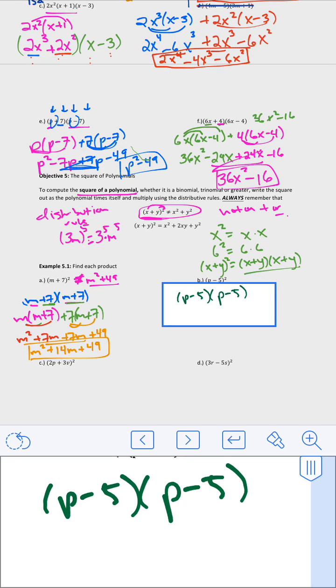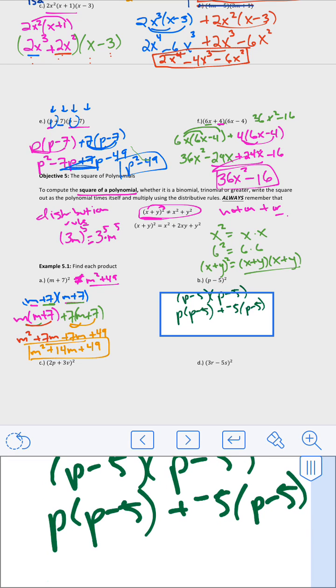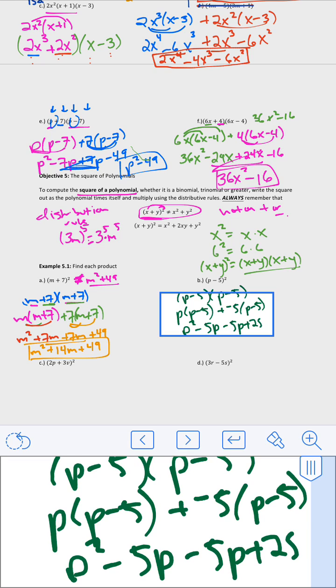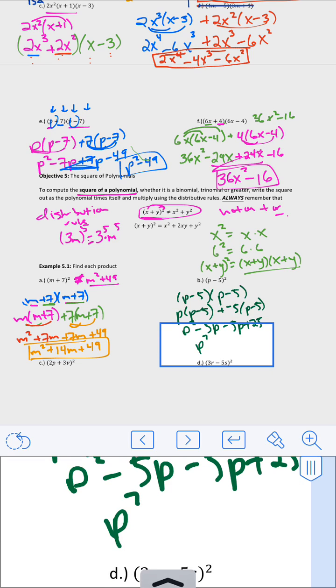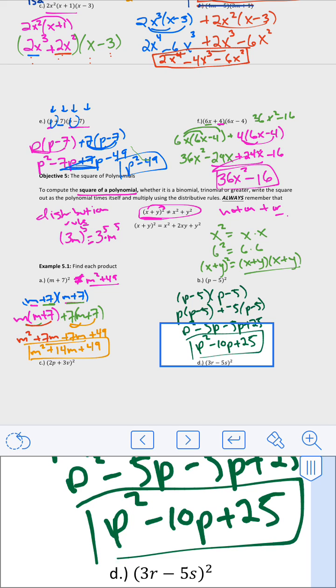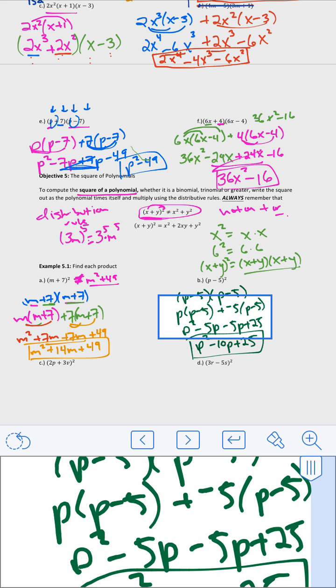Multiply the first guy, so p times p minus 5 plus negative 5 times p minus 5. I wrote it that way because I felt like it. I get p squared minus 5p minus 5p plus 25, and you end up with p squared minus 10p plus 25. Hopefully you got something similar. I just did the exact same thing we did in the other problem. Okay.